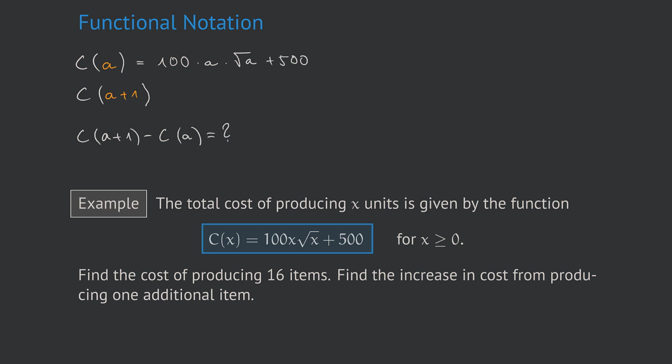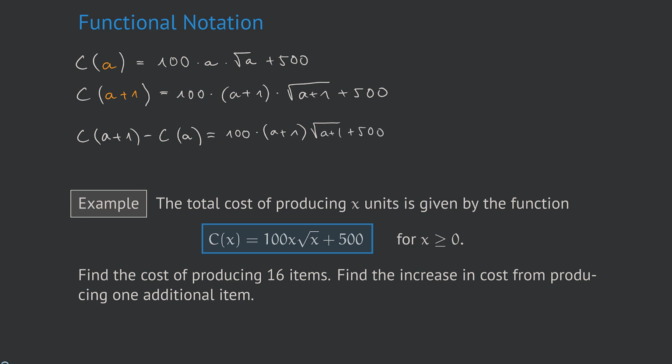Calculating c of a plus 1 gives 100 times, now in brackets, a plus 1 times square root of a plus 1, plus 500. Now we have to carefully write down the difference between those two, which is first, the second line, so that is 100 times (a plus 1) times the square root of a plus 1, plus 500.